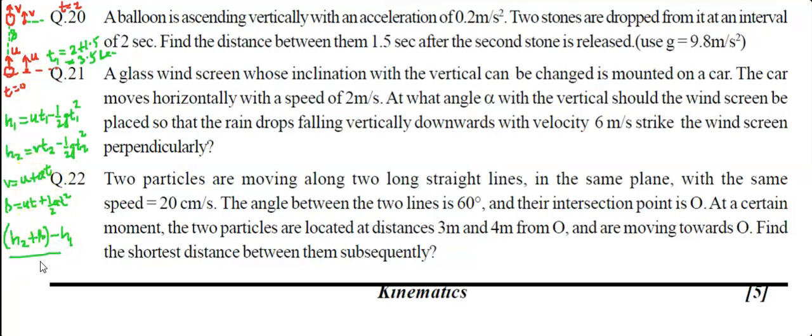This is going to be the separation between the two particles at the moment 1.5 seconds after the second stone was released. How I have calculated this, let me tell you again: this is s distance and this is rising up by h2, so this location will be h2 plus s. This is rising by h1 total. So this is h1. Out of total, if we subtract this, we are going to find the separation between the two locations or two particles that was needed. Okay.